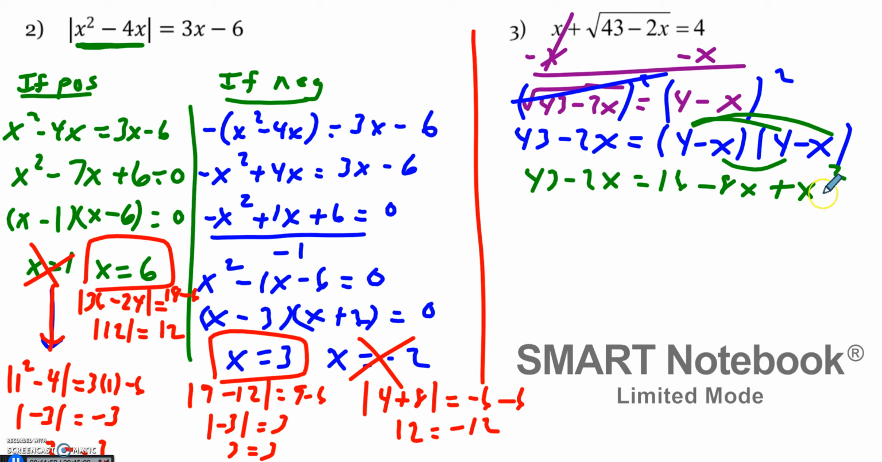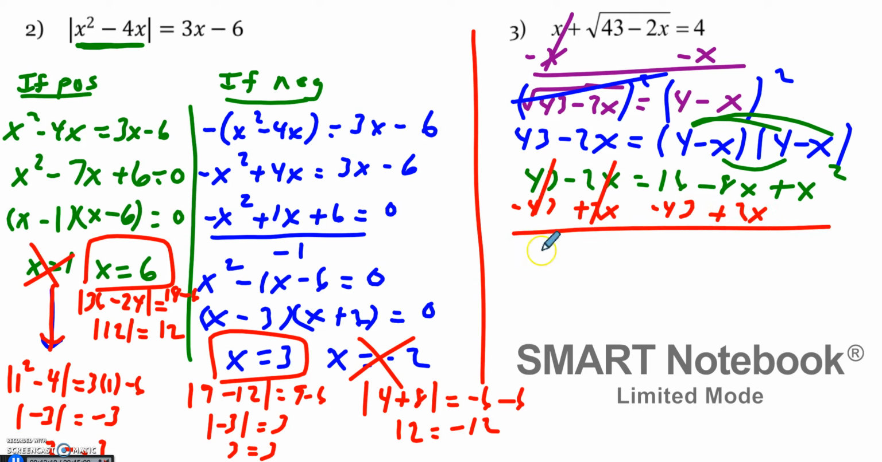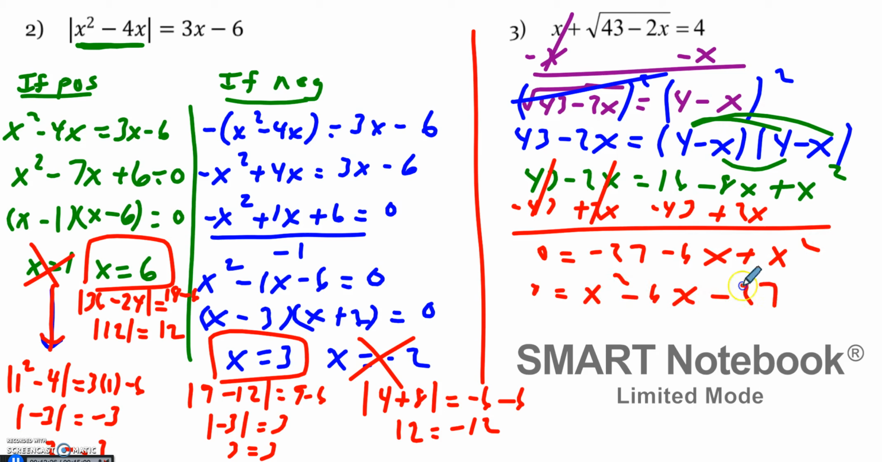I see an x squared, so again, I know I need to factor, so I'm going to get these two over here. So I'm going to subtract the 43 to the other side, and at the same time, I'm going to add the 2x to the other side, so that I have 0 over here. So I have 0 equals negative 27 minus 6x plus x squared. I'm going to switch the order of that, though. 0 equals x squared minus 6x minus 27.